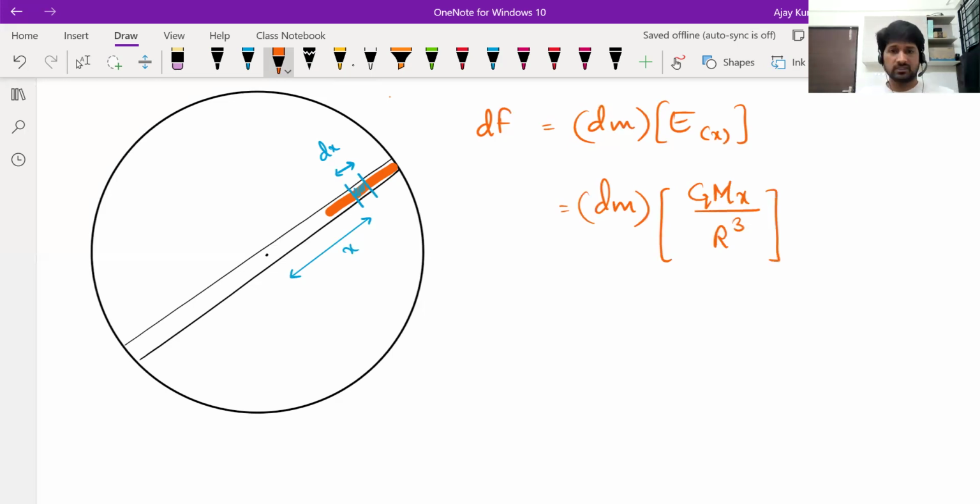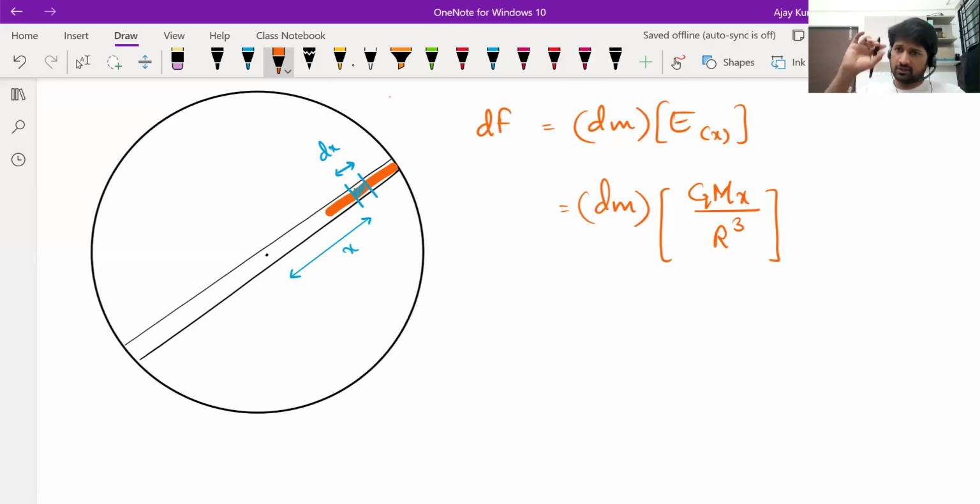Okay, that's the force experienced by this element. And you need to integrate this force to get the total force on the wire. We had talked about this at the beginning of the chapter. Forces are vector quantities. When integrating vectors, you should first see if all the vectors that you're going to integrate are in the same direction or not.